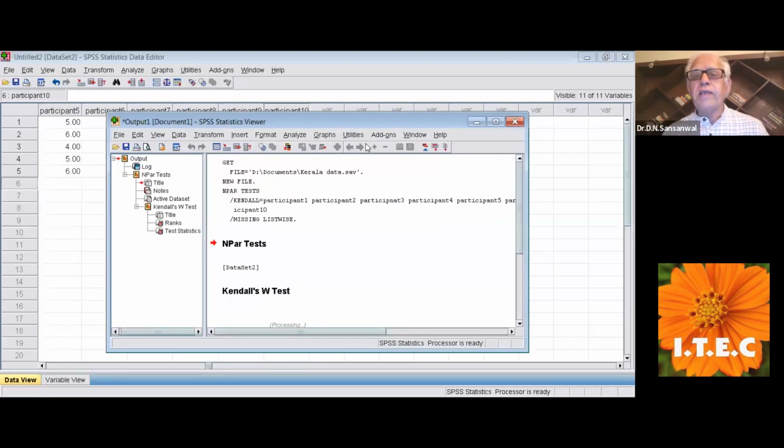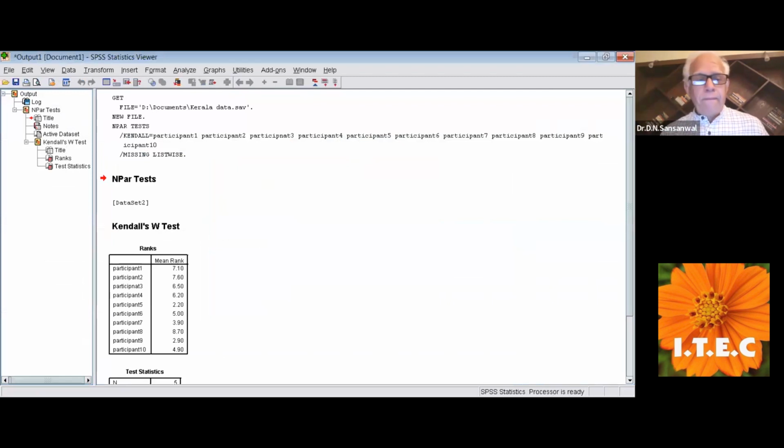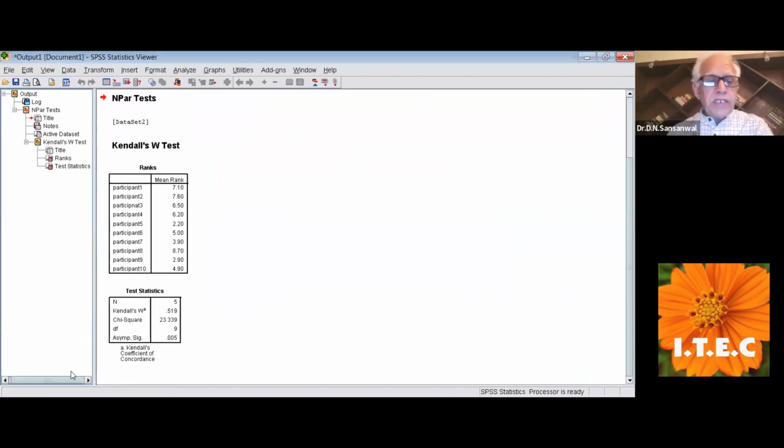Now you can see the Kendall's is 0.519, or you can say 0.52, because 0.519, I can say 0.52. That means it is the average agreement. It's not a very strong agreement.